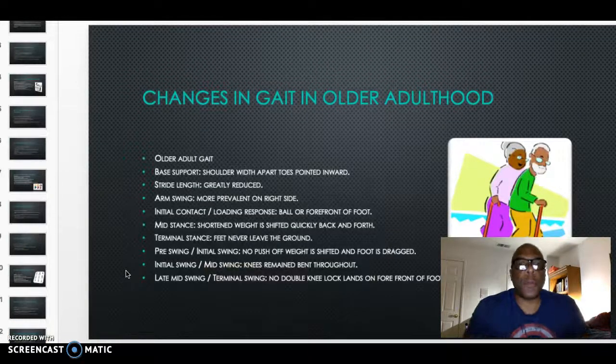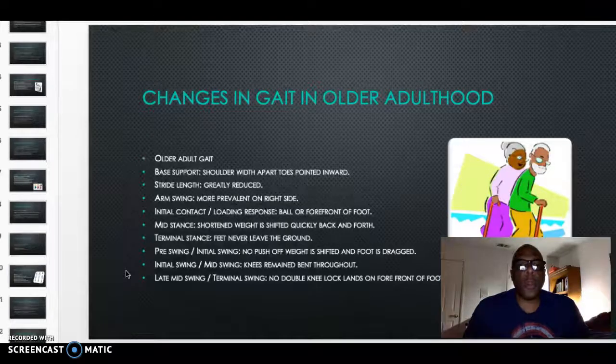Changes in the gait in older adults. Base of support is still shoulder width apart, toes pointed inward, and stride length is greatly reduced. The arm swing is more prevalent on one side. For the lady in the video, her right arm tended to swing a little bit wider or longer than the left one. The initial contact and loading response was on the ball or forefoot of her foot. At mid stance, the stance was shortened and weight was shifted quickly back and forth. She seemed like she was worried about falling, so she would take quicker steps to make sure she was able to maintain her balance.